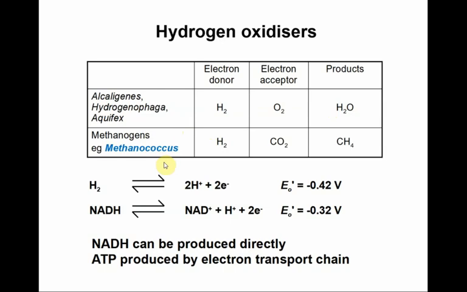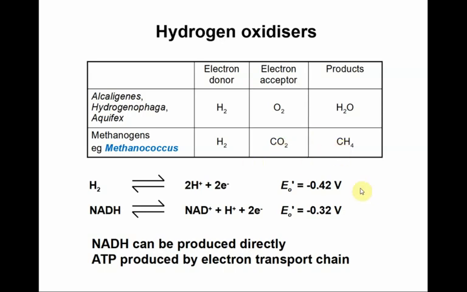For inorganic anaerobic hydrogen oxidizers, you have methanogens. So here you've got Methanococcus, which is an archaebacterium. Here, hydrogen is the electron donor. Carbon dioxide is the electron acceptor. Remember, this is the worst possible electron acceptor, so you need a really great electron donor in order for this to work. The only one that will function is molecular hydrogen, and this will produce methane.